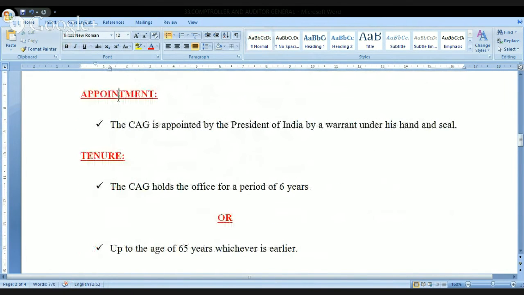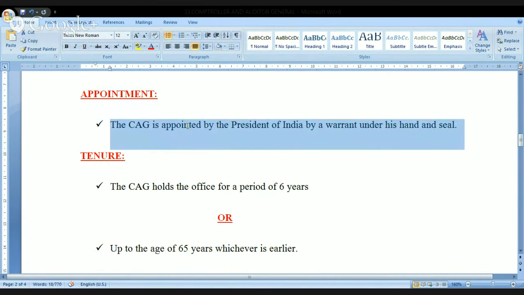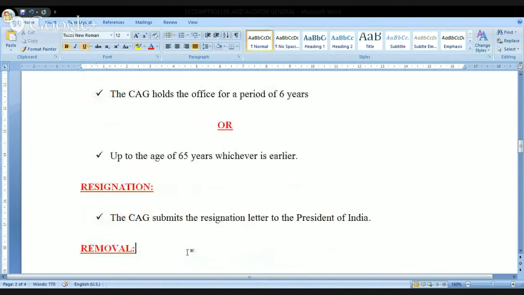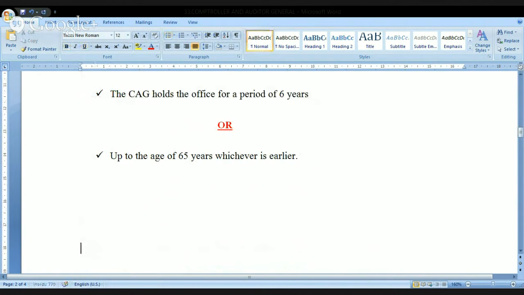When it comes to the appointment, this point we have already discussed when I was talking to you regarding the President of India. He is appointed by the President of India by a warrant under his hand and seal. Next, tenure. When it comes to the tenure, the CAG holds the office for a period of 6 years or till he attains the age of 65 years, whichever is earlier. Look at this. I would like to say certain things to you. Kindly follow this. Simple one. You need not worry too much about this.